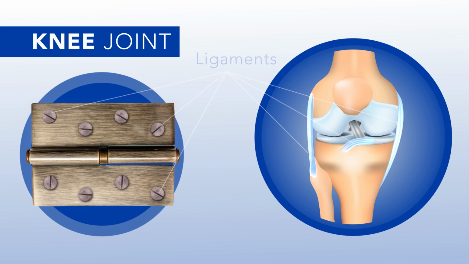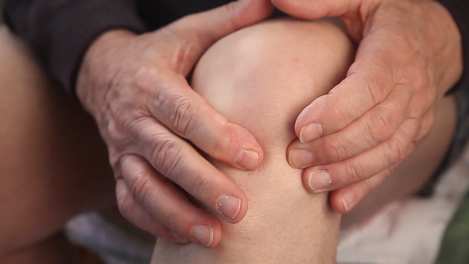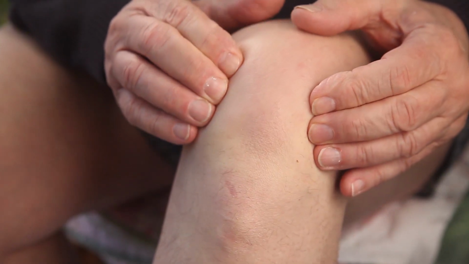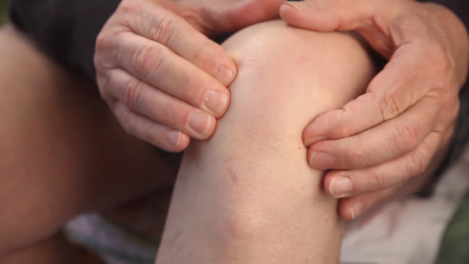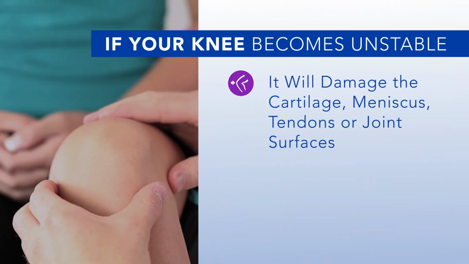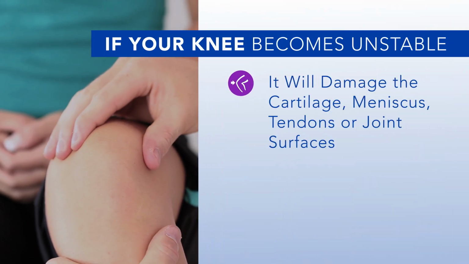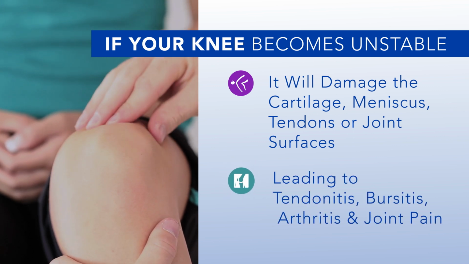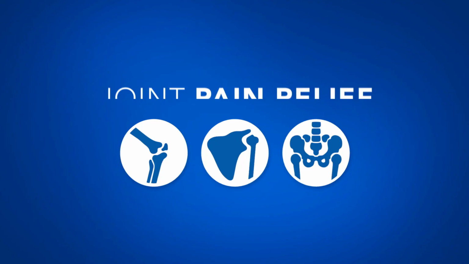If one of those screws gets loose due to injured tissue, it puts pressure on the other screws, which can cause the actual hinge to become loose. And this hinge that we are talking about is your knee joint. So if your knee becomes loose or unstable, it will eventually damage the cartilage, meniscus, tendons, or joint surfaces, leading to tendinitis, bursitis, arthritis, and joint pain.